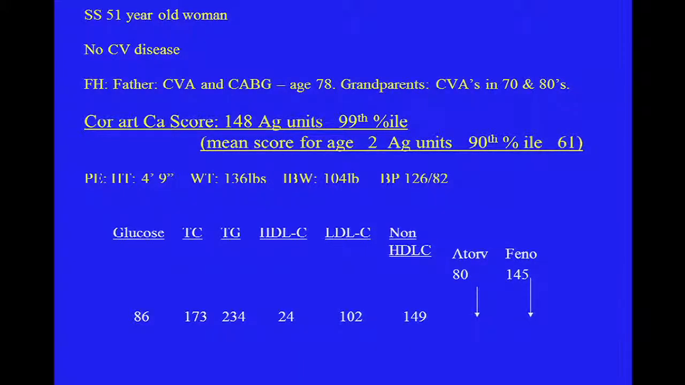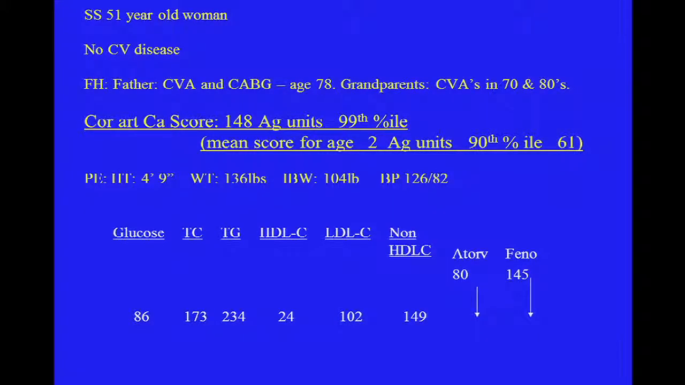And so these were her values already on these drugs, 234, 24, 102. I think the new guidelines would say, look, just focus on the atorvastatin 80 and just keep that going. But to me, the non-HDL is 149. We know that plaque formation stops at around an LDL of 80. These are from intravascular studies from years ago. And then if you want to start shrinking them, you've got to get down into the 60s for the LDL.